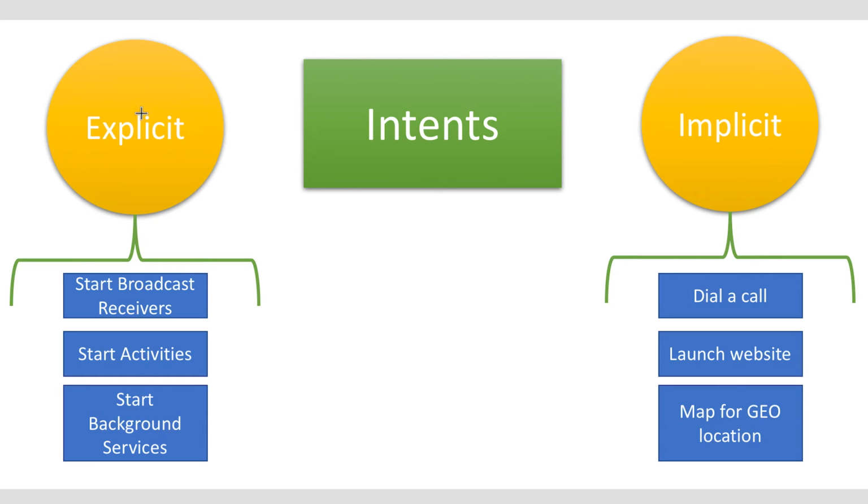So now, explicit intents on the left-hand side designate the target component by its name. Since component names would generally not be known to developers of other applications, explicit intents are typically used for application internal messages, such as an activity starting a subordinate service or launching a sister activity. And these are the examples. We could start a broadcast receiver, they start activities, they normally start background services as well. And all of these are part of your own application. It's not external applications that are receiving the intent.